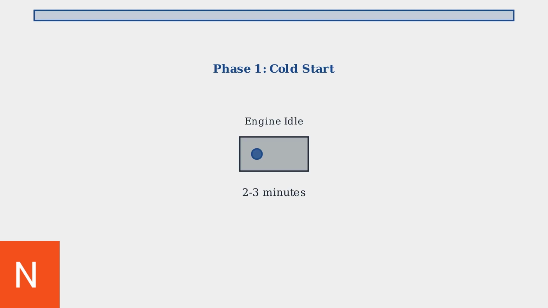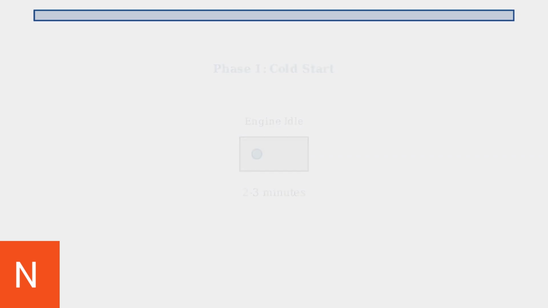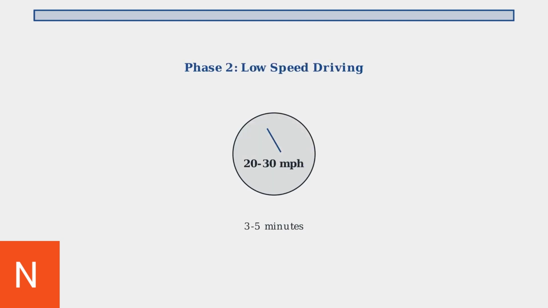Phase 1 begins with a cold start. Start your engine and let it idle for 2 to 3 minutes. This allows the engine to reach initial operating temperature and begins the monitor initialization process. Next, drive at 20 to 30 miles per hour for 3 to 5 minutes. This moderate speed allows the oxygen sensors and fuel system monitors to begin their diagnostic routines.